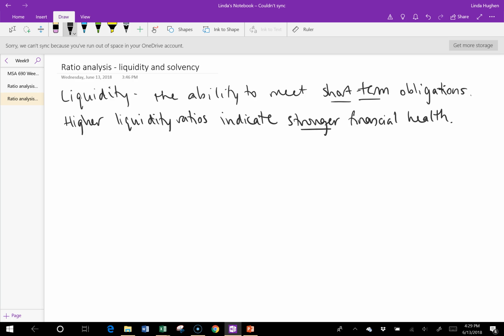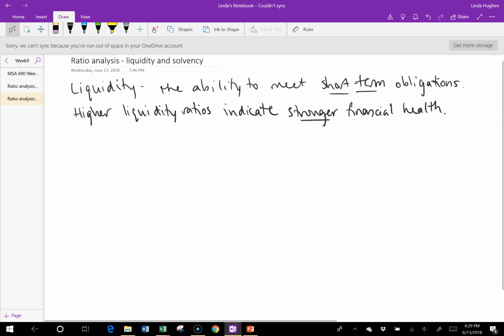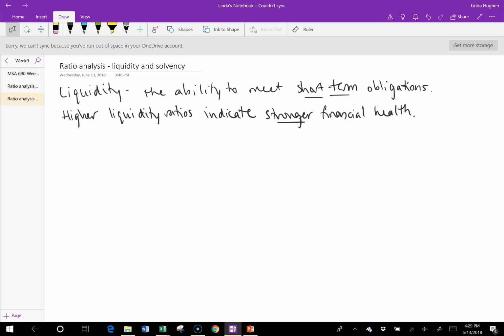We are going to look at 4 different measures of liquidity, and 3 of the 4 are very similar, and we'll go through why we use each one of them. The first measure of liquidity is not actually a ratio at all. It is simply a number. I'm sure you've heard this term before, working capital. Working capital is equal to the difference between a company's current assets and its current liabilities.